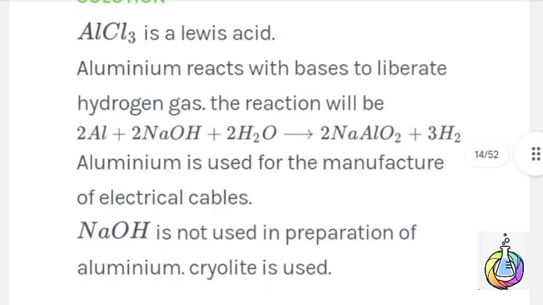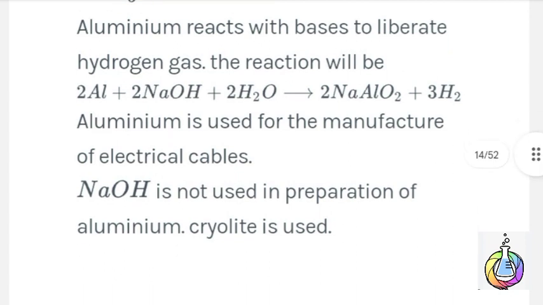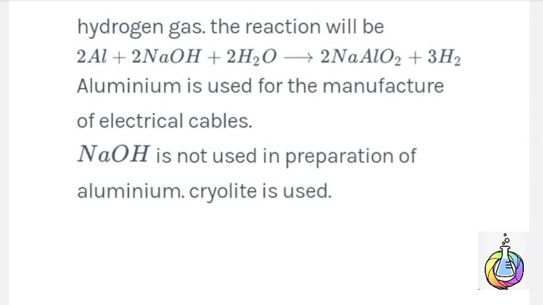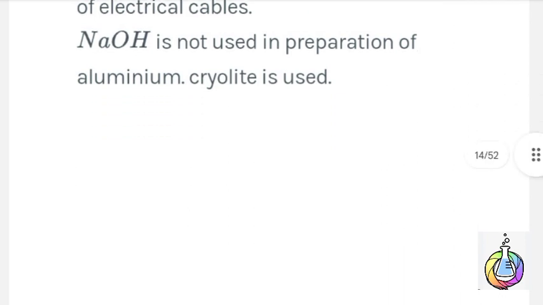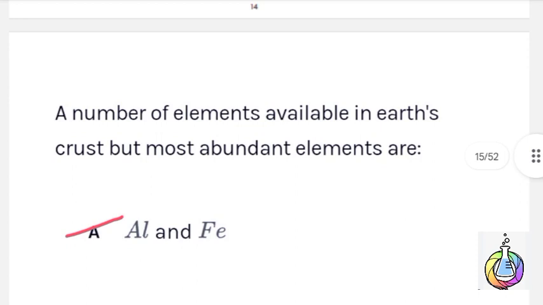Here is the solution. AlCl3 is a Lewis acid. Aluminium reacts with bases to liberate hydrogen gas. The reaction is 2Al plus 2NaOH plus 2H2O gives 2NaAlO2 plus 3H2 gas. Aluminium is used for manufacture of electrical cables. NaOH is not used in the preparation of aluminium; cryolite is used. Therefore, option D is the correct answer for this question.